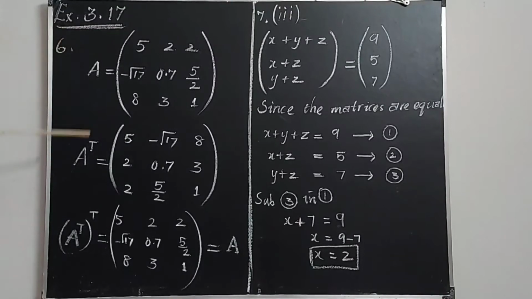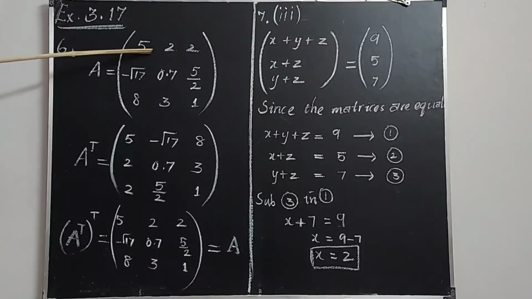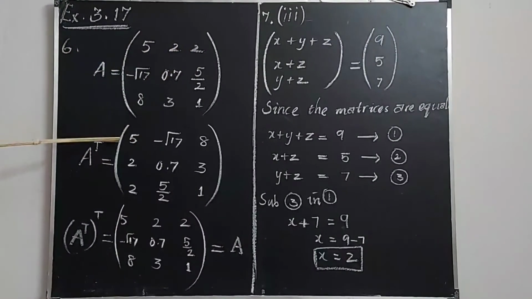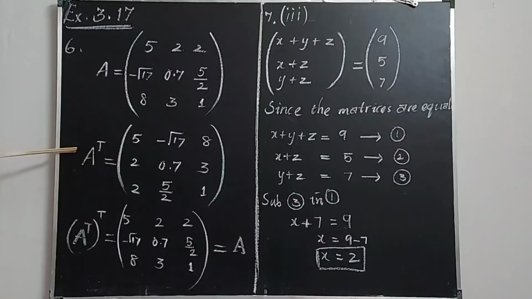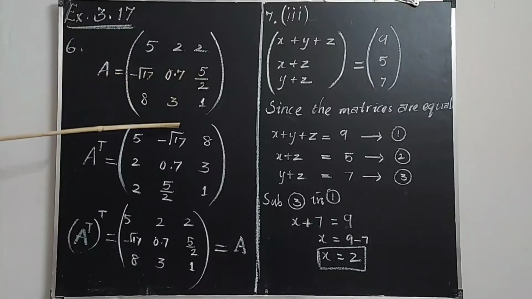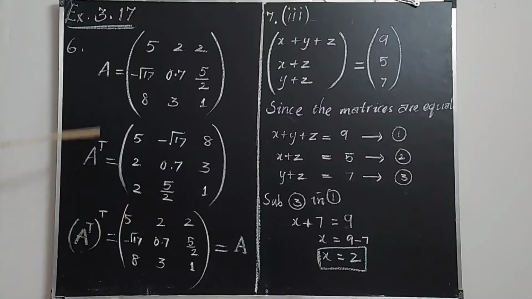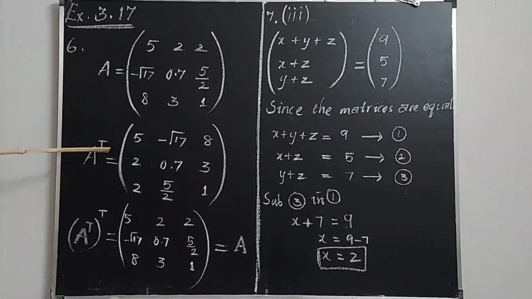And how do you get transpose of A? Just change the rows into columns. First row 5, 2, 2 should be written as the first column in transpose of A. And second row should be written as the second column. And third row should be written as the third column. Just by interchanging the rows into columns, we get transpose of A.